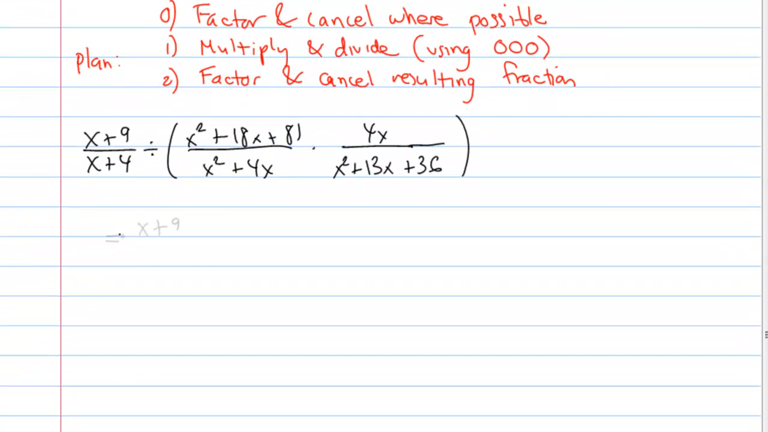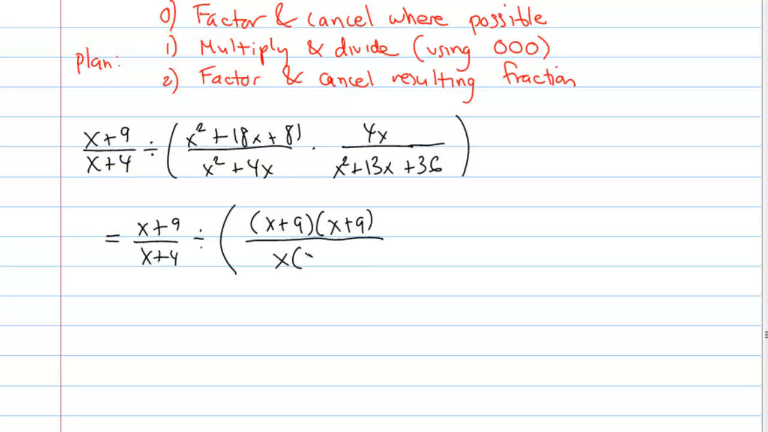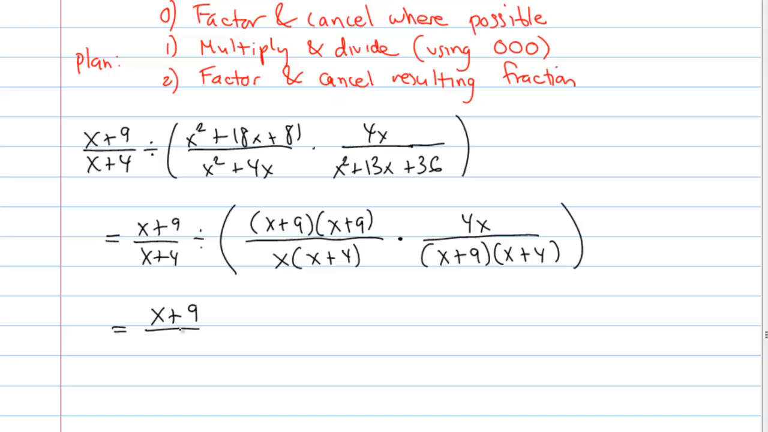For example, we already saw that in the second expression, we could factor the numerator as x plus 9 times x plus 9 over x times x plus 4. And the last expression was factored as a 4x up top and an x plus 9 times an x plus 4 down below. We factored it first. Unfortunately, there's absolutely no cancellations in either one of these two individual expressions.